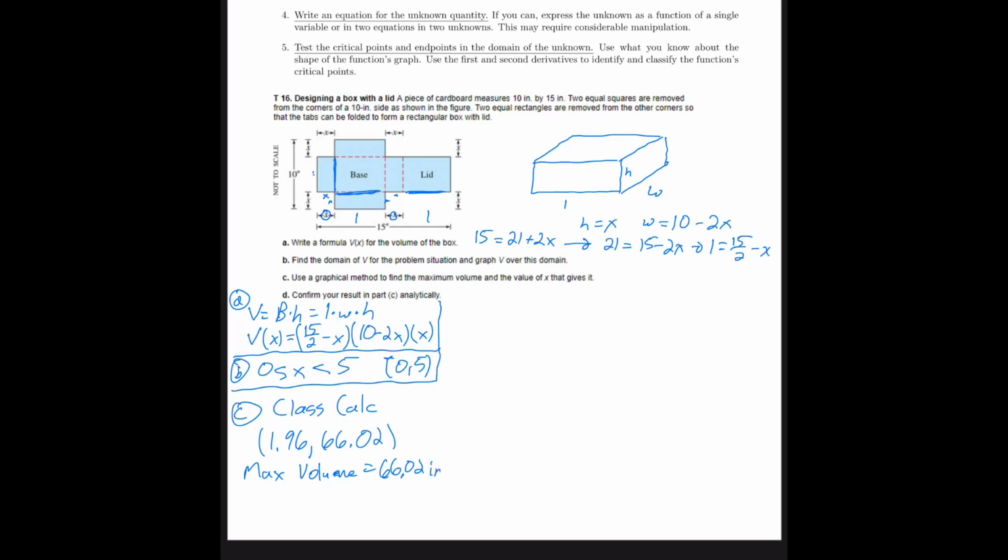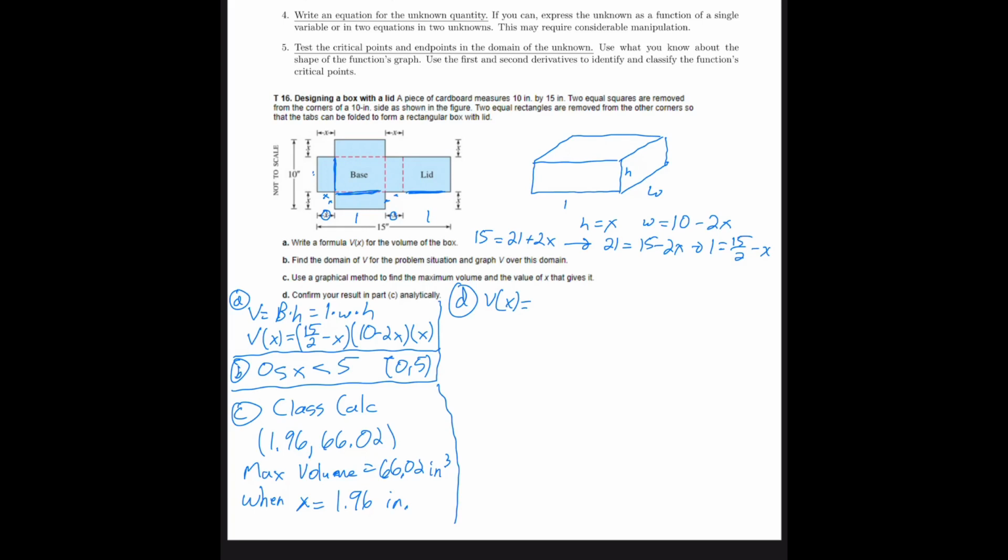So the maximum value, the maximum volume equals 66.02 cubic inches when x is 1.96 inches. Okay, and now we can verify that analytically. So when they say analytically, they mean use calculus to verify that.